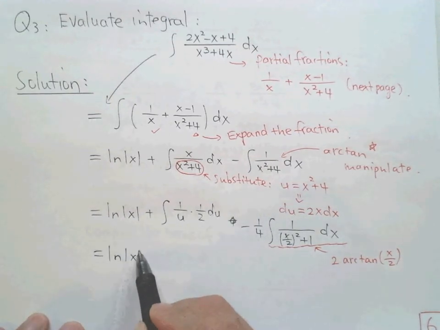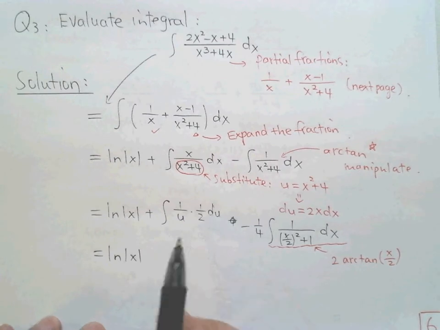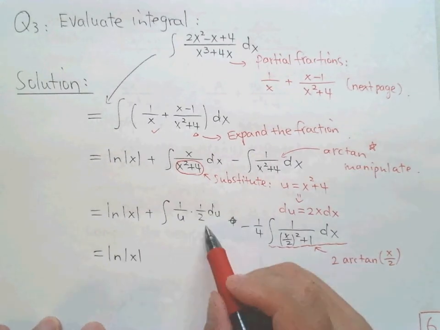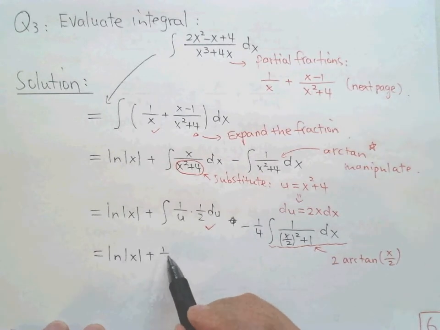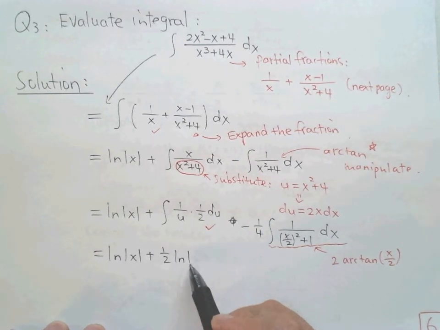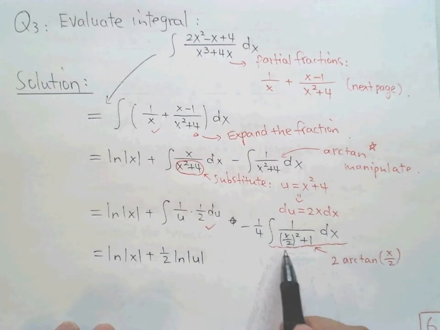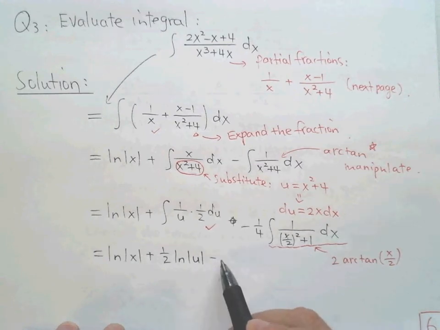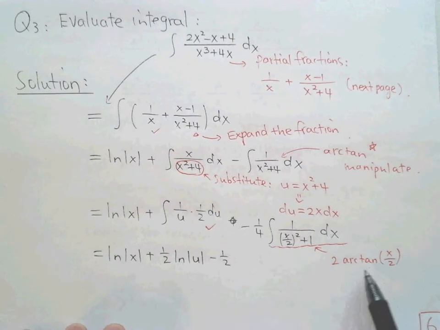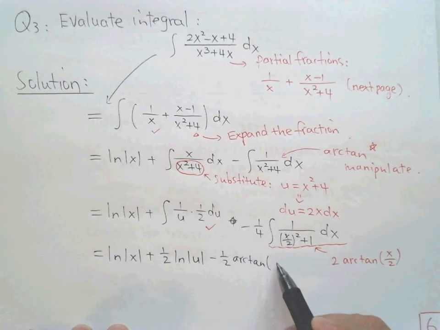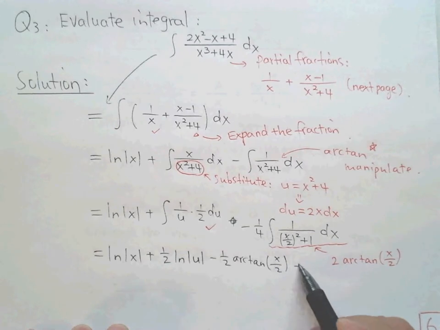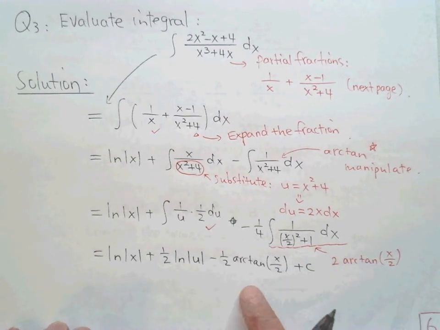Now I will get the answer. So this and this we get the answer, right? This is easy, ln, right? So plus 1/2 ln absolute value of u. So this we said is minus 1/4 times 2, which is 1/2, and this is the arctangent of x over 2, and then plus c.